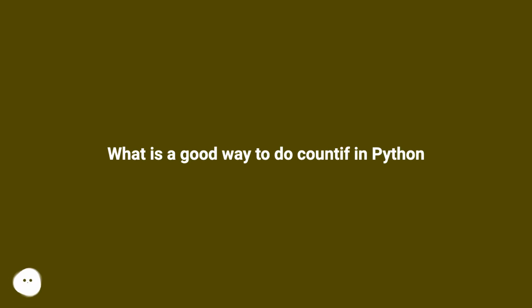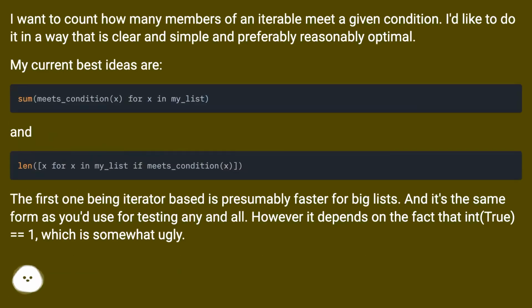What is a good way to do Countif in Python? I want to count how many members of an iterable meet a given condition. I'd like to do it in a way that is clear and simple and preferably reasonably optimal.